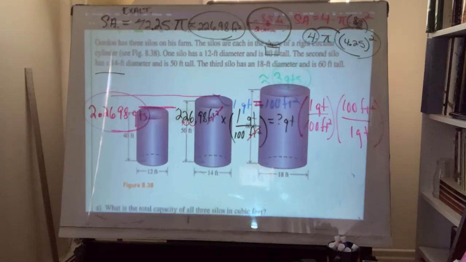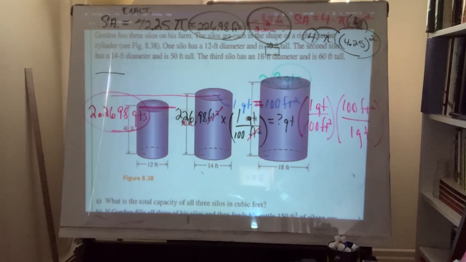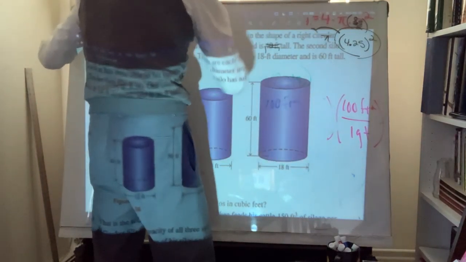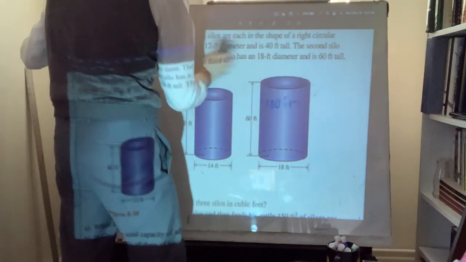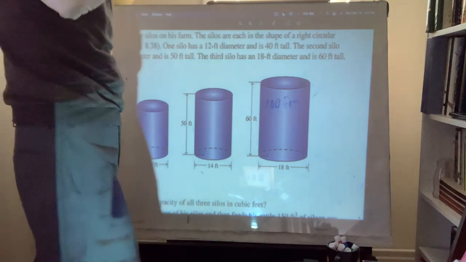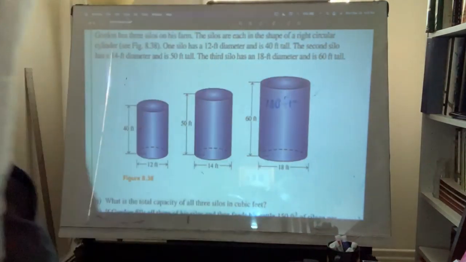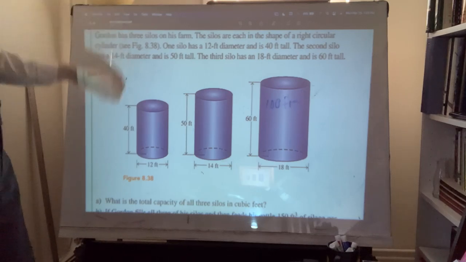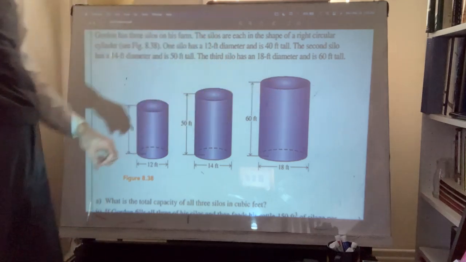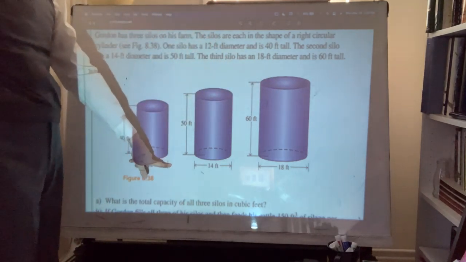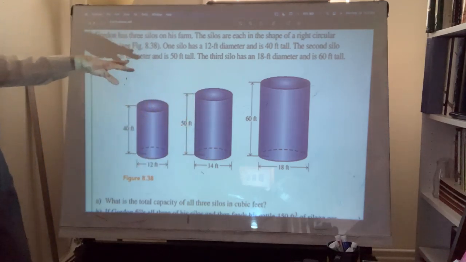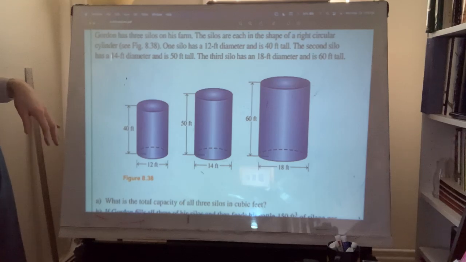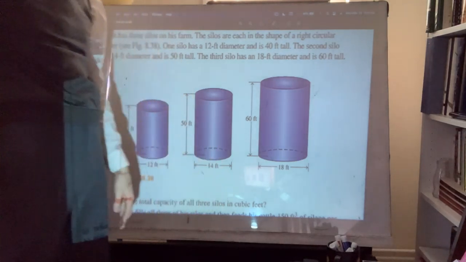Now you have these 3 silos here. Okay. Problem. Gordon has 3 silos, like on a farm, on his farm. Silos are each of the shape of a right circular cylinder, which means they're nice like this. That's the last problem. One silo has a diameter of 12 and is 40 feet tall. The second one is 14 by 50, and a third is 18 by 60. What is the total capacity of all 3 silos in cubic feet?